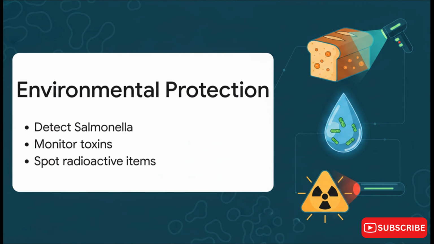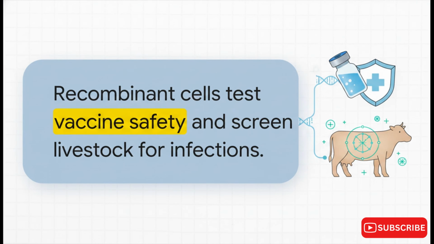Beyond human medicine, these tools actually protect our dining tables and our natural ecosystems. We use bacterial biosensors to detect Salmonella and E. coli in our food and to monitor food toxins. Out in nature, we use them to find industrial toxins, pesticides, and even radioactive substances. Remember those glowing bacteria? They're the ones standing guard over our water supply and our food chain, ensuring everything is safe for us.